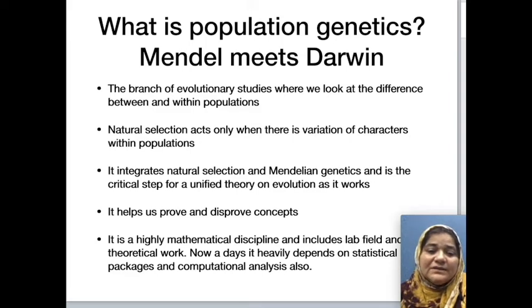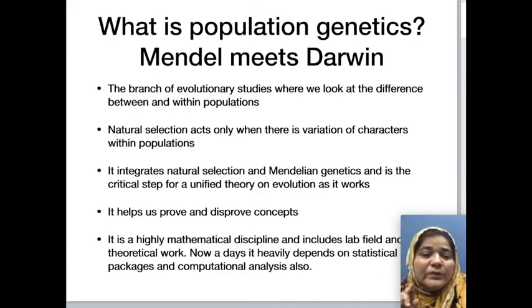study the differences, the variations within the population and amongst the population, that is, between the populations, because these differences are from where speciation takes place. On these differences, natural selection acts. If these differences are not there, intraspecific and interspecific, and differences within the population and differences between the population, then natural selection will have no raw material to act upon for further speciation. And this is a branch of study that integrates natural selection in Mendelian genetics, and it's the critical step for a unified theory on evolution as it works.